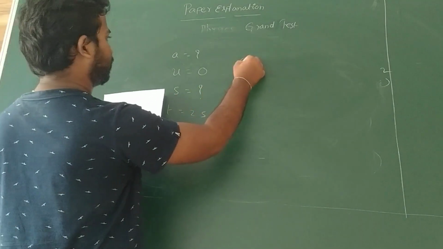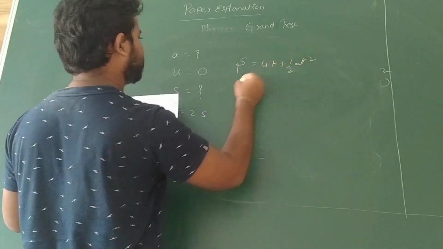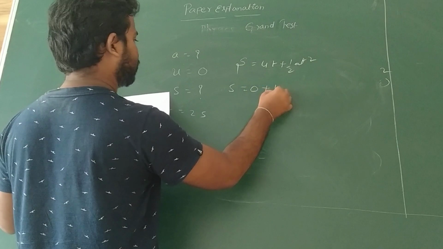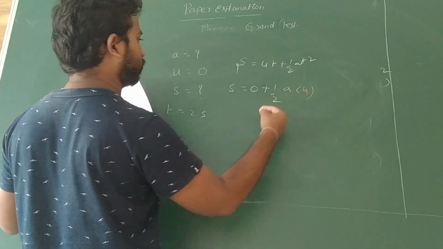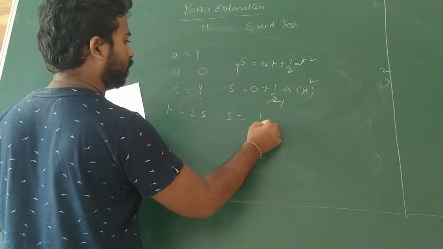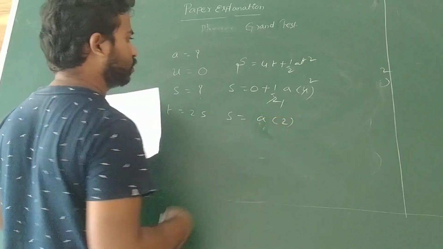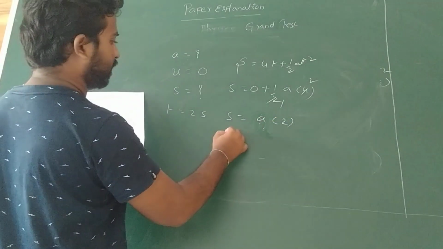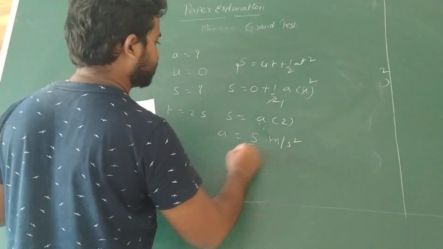Just you can substitute s equal to ut plus half a t square. Then s equal to u, which is 0, plus half a, t is 2, 2 square means 4. Then 2 ones are 2, 2 twos are 4. Then s equal to half a into 4, then a equal to s by 2 meter by second square.